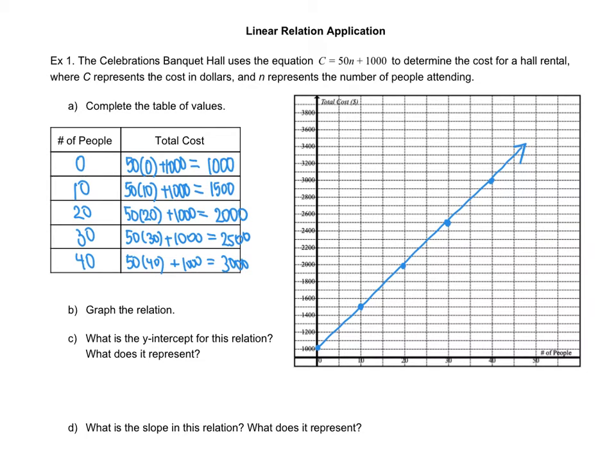Okay, what is the y-intercept of this relation and what does it represent? So here's my y-intercept right here on the y-axis, and it is $1,000. Now this represents the cost for 0 people, meaning it's probably the rental fee or rental deposit.